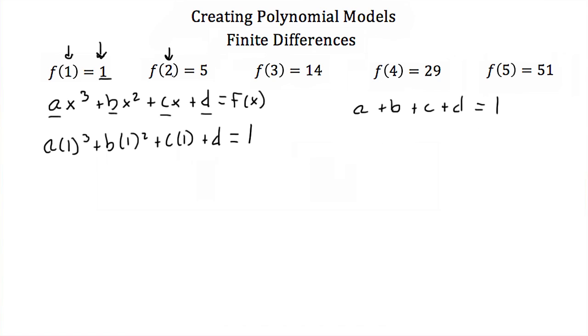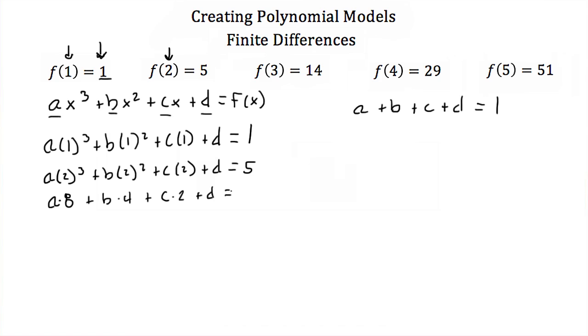So we'll plug in x equaling 2 and our f of x is equal to 5 and find our next equation. So if we do that, we'll get a times 2 cubed plus b times 2 squared plus c times 2 plus d is equal to 5. Again, I just plugged in 2 for x and 5 for our function value, f of x. We simplify this, 2 cubed is 8, so we have an 8a. 2 squared is 4, so we have b times 4. 2 is just 2, so c times 2 plus d is equal to 5. So our second equation then is 8a plus 4b plus 2c plus d is equal to 5.